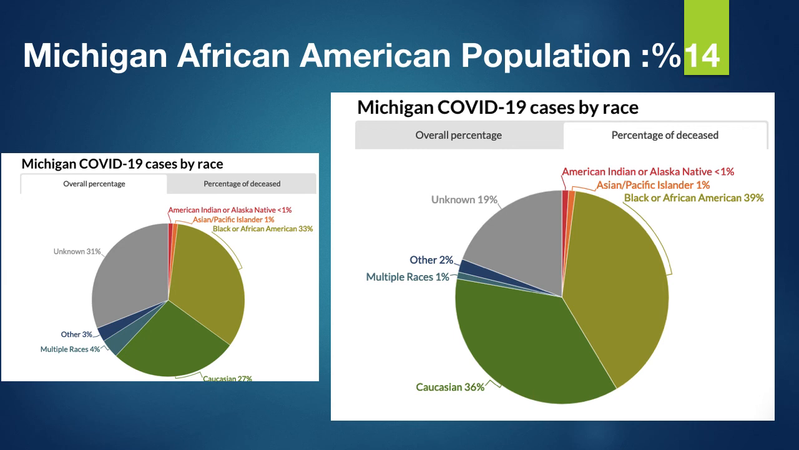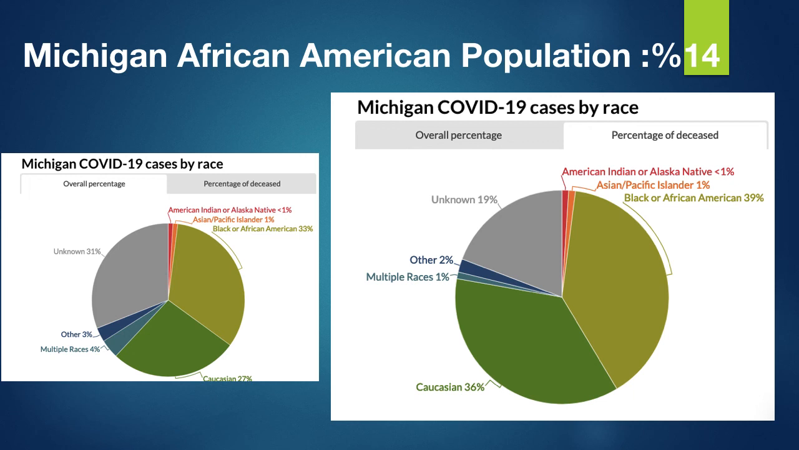However, if we look on the left here, we'll see that over 33% of cases of COVID-19 are African American, meaning that's disproportionate to the population. More African Americans are getting the disease than are represented in the population. And when we look on the right, we even see that more black folks are dying than other racial groups.